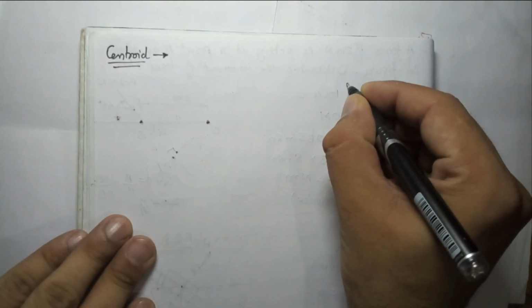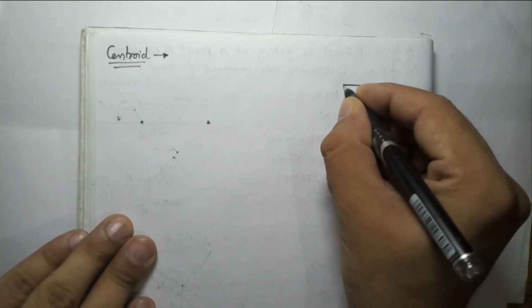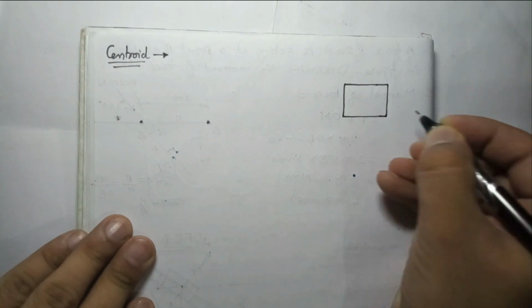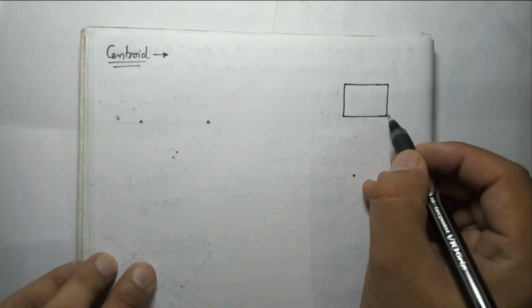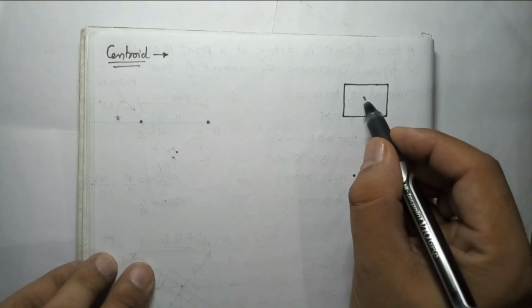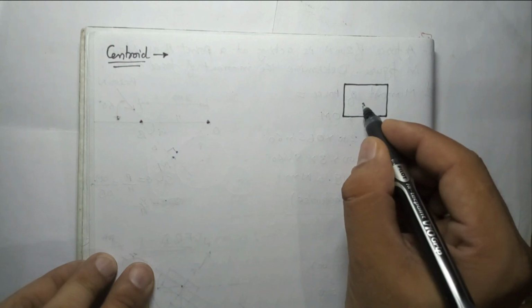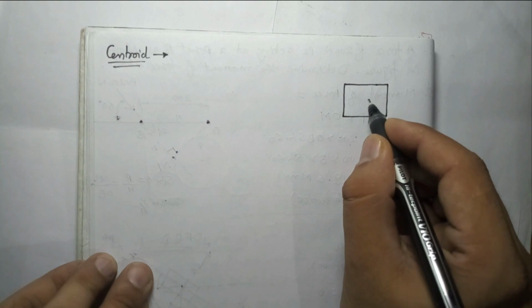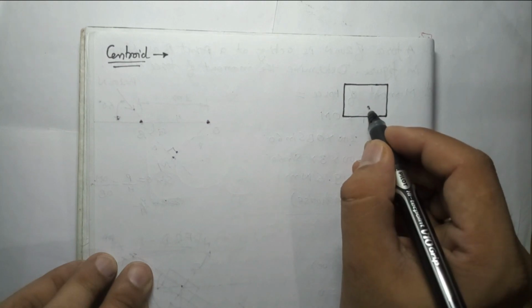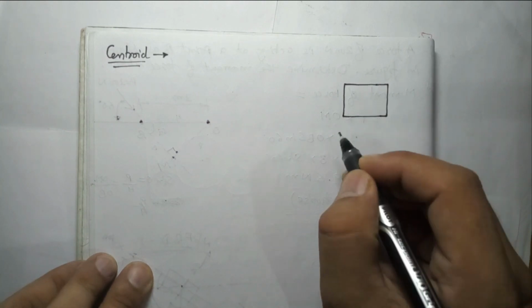Let's say we are having a square or a triangle. Now this is a shape and we have the area only. Now we want to find out a point where we assume that the whole area is concentrated. Now how to find out the centroid of an object?